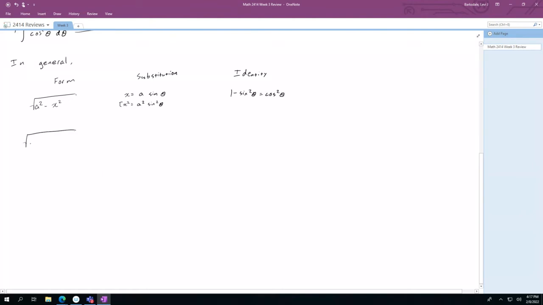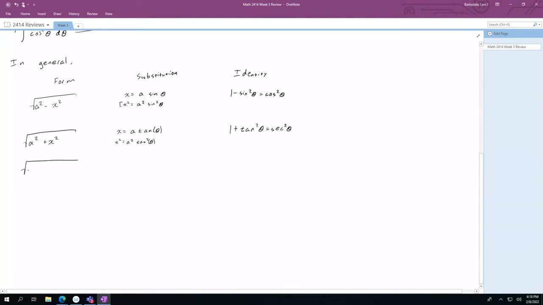If you see something of the form a squared plus x squared, and of course we might end up having constant coefficients right here, we can just factor those out first. But if we have something of the form a squared plus x squared, we can make the substitution x equals a times the tangent of theta. Or again, x squared is equal to a squared tangent squared theta if we just square it all. And then the identity we'll use is 1 plus tangent squared theta is equal to secant squared theta.